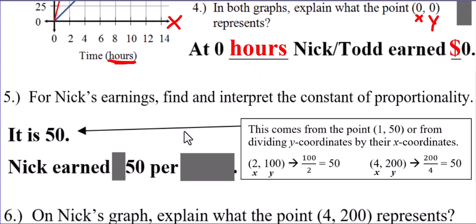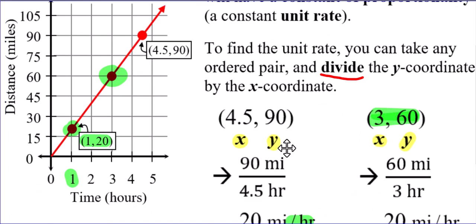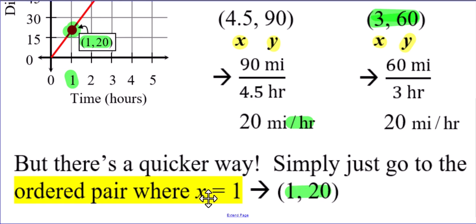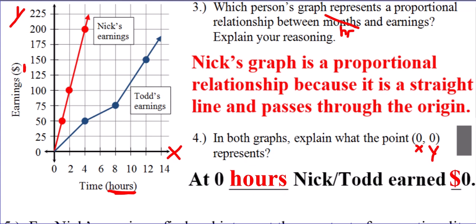All right, problem number 5. Speaking of units of measure, I've done most of number 5 for you, but I left the units of measure blank. Let's take a look at this. For Nick's earnings, find and interpret the constant of proportionality. Now remember, constant of proportionality is the same thing as unit rate, and we talked about this on the very first page at the bottom. You can divide y's by x's to get the unit rate, or you can simply go to where x is 1, and that will give you the unit rate, also known as the constant of proportionality.